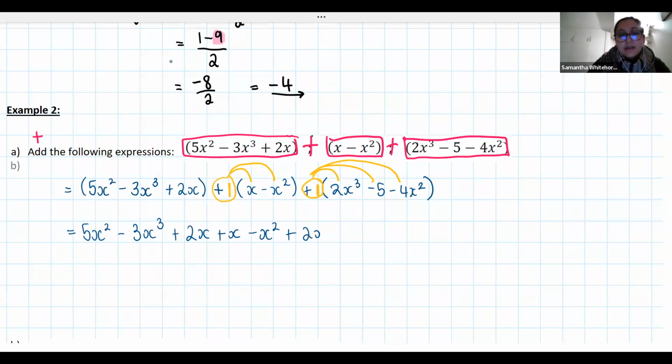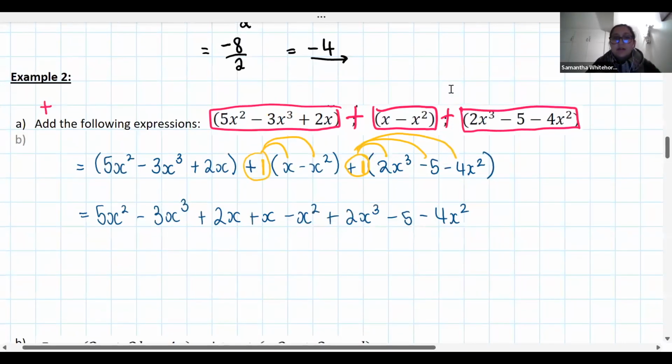So what we have here is all of our terms being added together from these 3 expressions that we now need to simplify further. So this is what I want you guys to do. I want you to go and simplify this expression. And the only hint I'm going to give you is like terms. That's it. I'm going to make this a little bit bigger. Simplify the expression 5x squared minus 3x cubed plus 2x plus x minus x squared plus 2x cubed minus 5 minus 4x squared, and my hint, like terms.